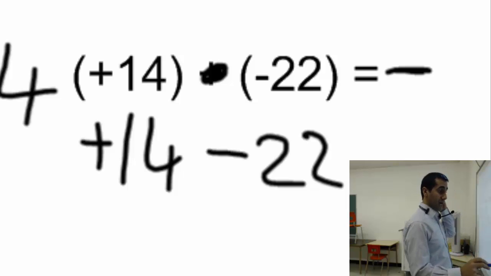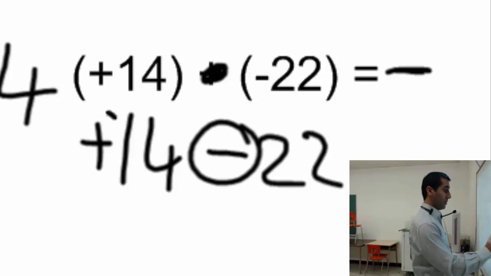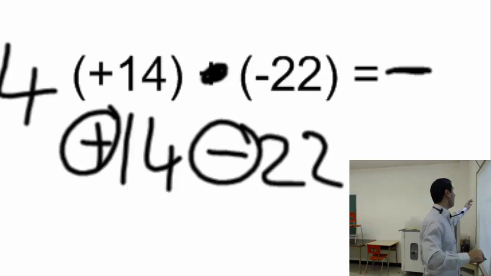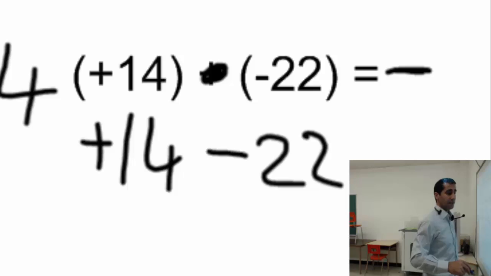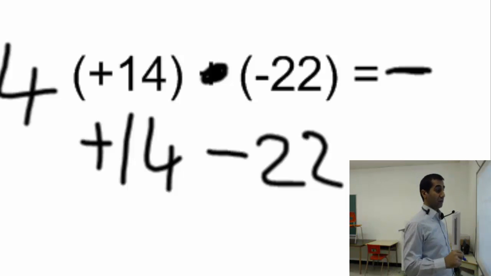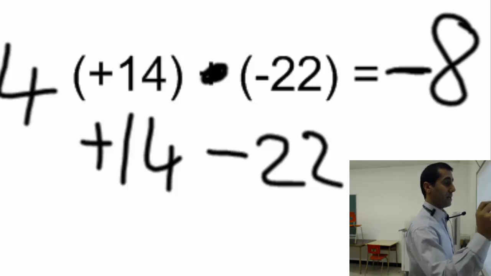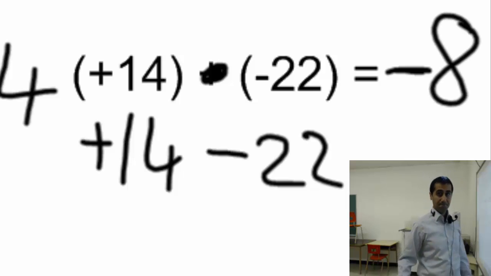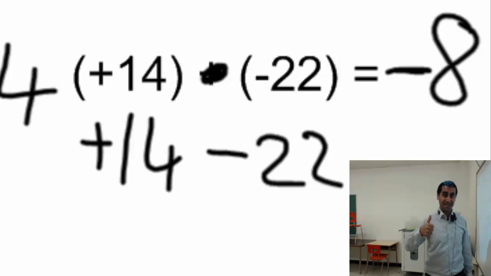And I'm going to add or subtract. Let's see which one I'm going to do. Negative and positive. Different signs means go down. Subtract from the big one. 22 minus 14 is 8. Practice. Let's practice.